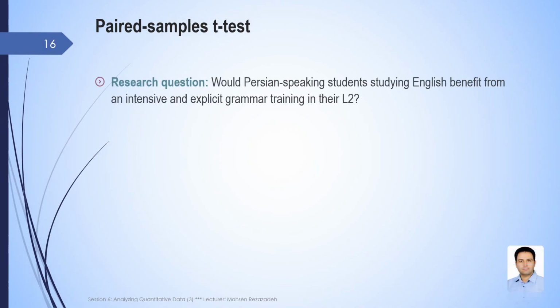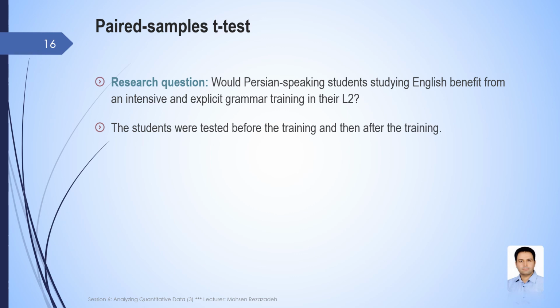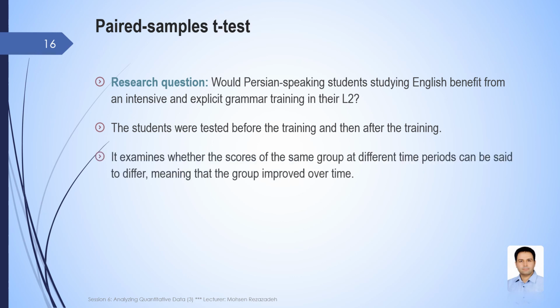This is another example. Research question: Would Persian-speaking students studying English benefit from an intensive and explicit grammar training in their second language? This is the research question. Now, the students were tested before the training and then after the training. Therefore, it examines whether the scores of the same group at different time periods can be said to differ, meaning that the group improved over time.